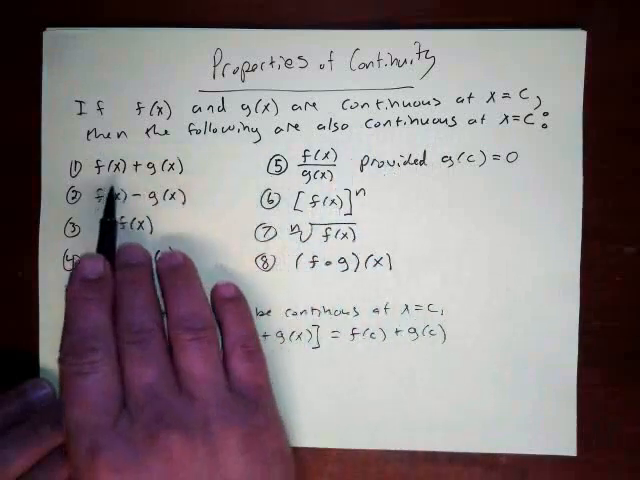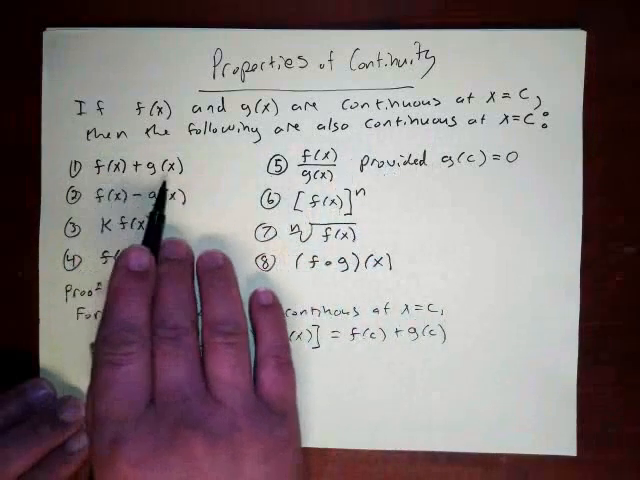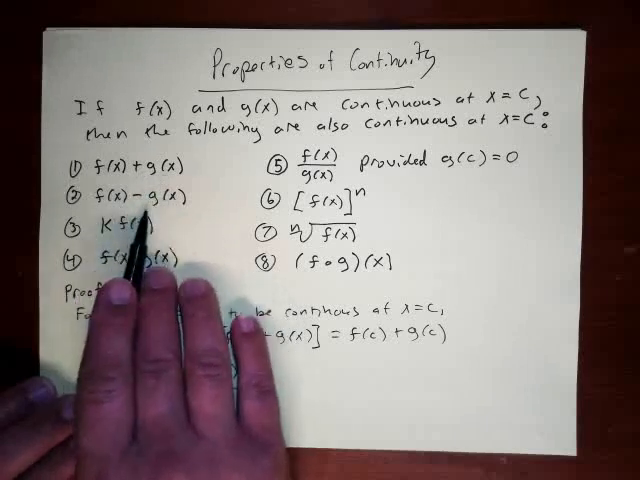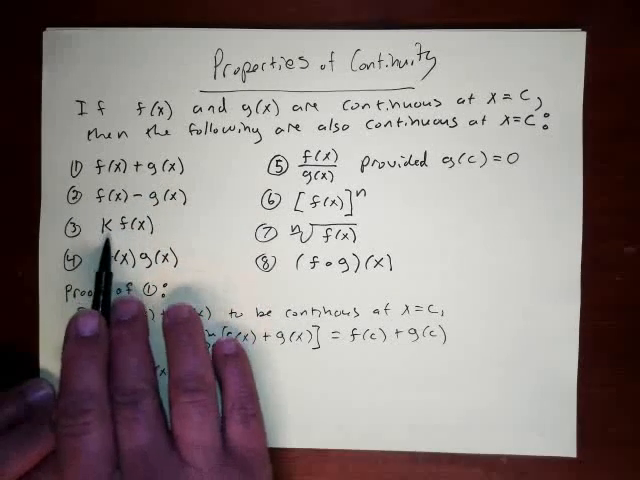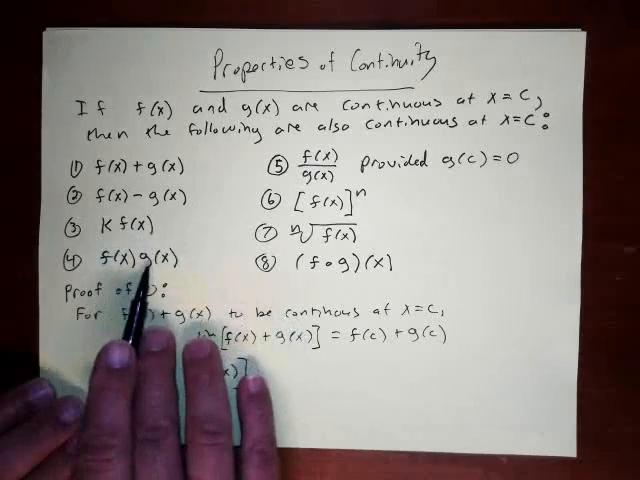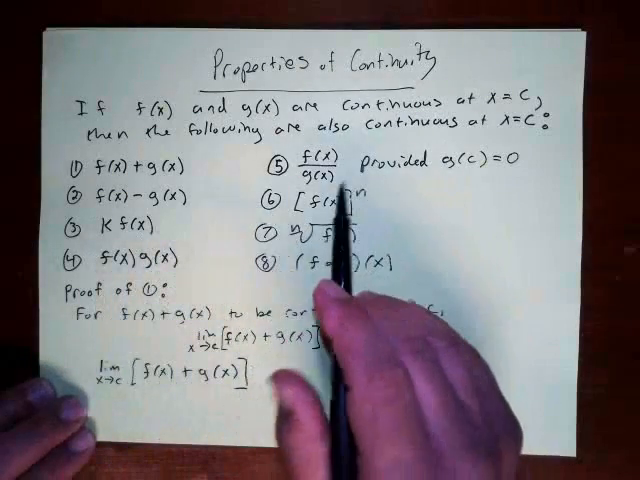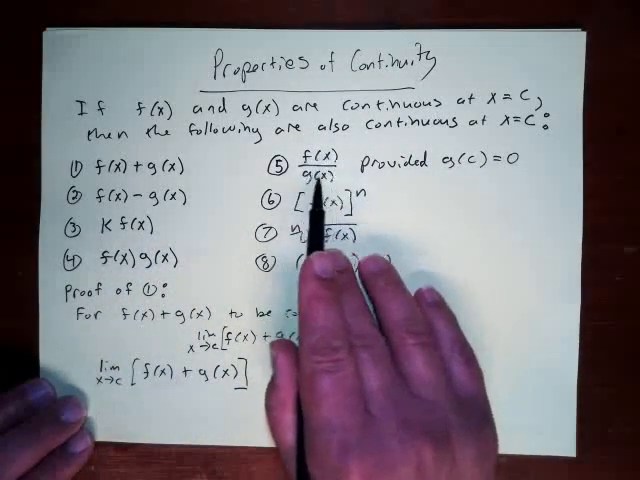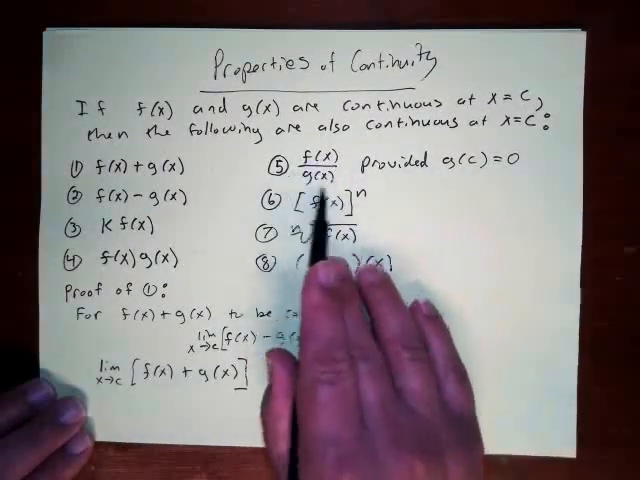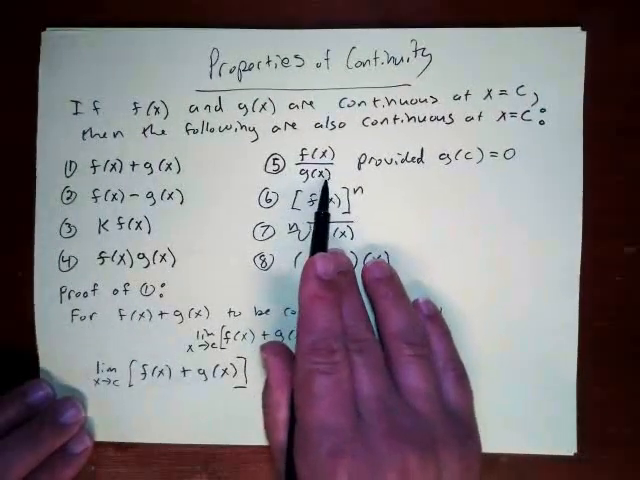continuous at C here. The sum of f of x and g of x will be continuous at C. The difference will be continuous at C. A constant times one of the functions there is continuous at C. The product of the two functions is continuous at C. The quotient of the two functions is continuous at C, provided here that the bottom function is not equal to 0 at C.